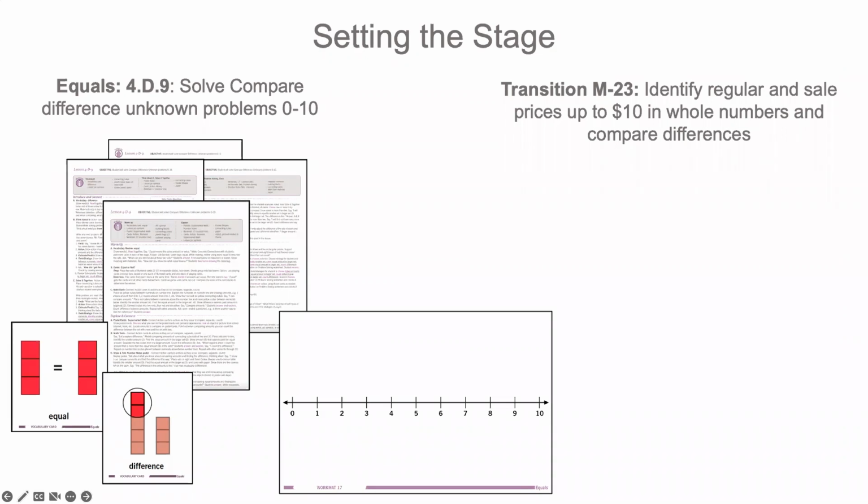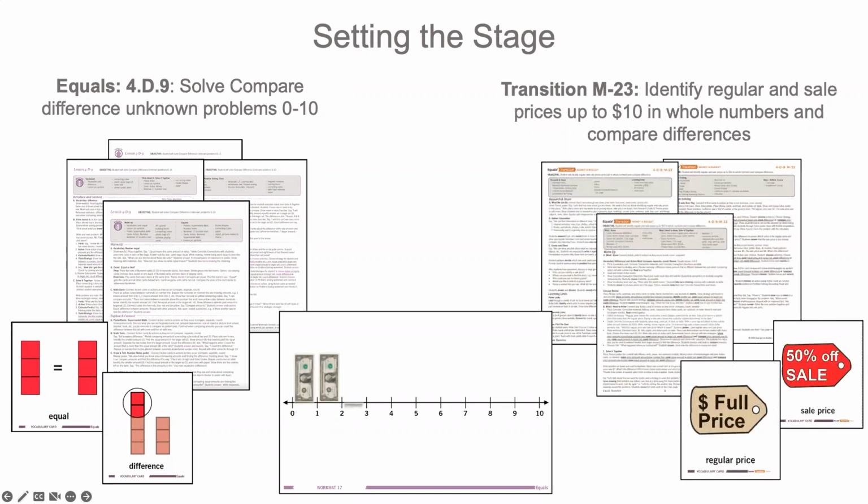In 4D9, students learn the vocabulary word difference, and they learn how to compare amounts using WorkMat 17 with objects representing amounts to 10. In transition lesson M23, students learn the vocabulary words sale price and regular price, and they learn how to compare prices using WorkMat 17, but instead of objects, they're using dollar bill amounts.